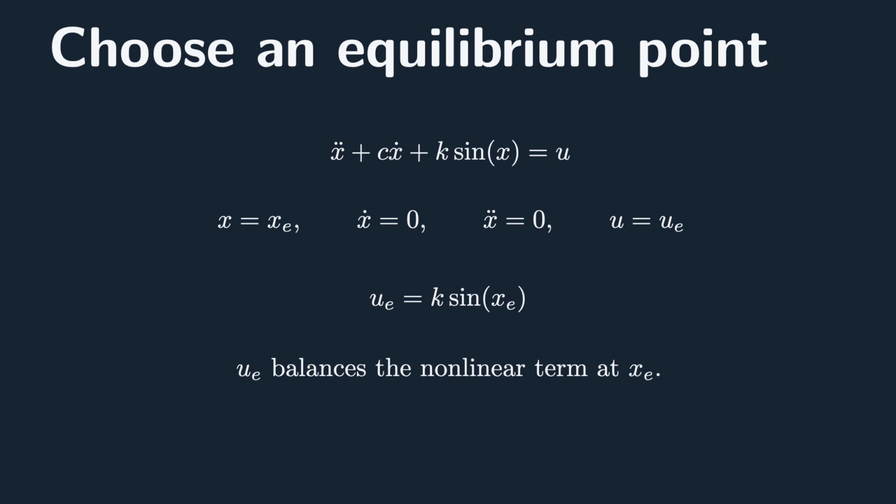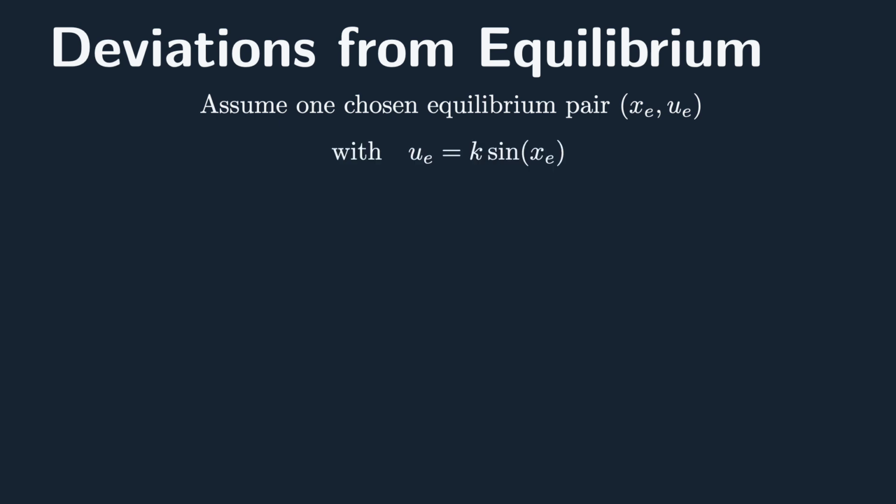For this video, we do not need to find every possible equilibrium point. We choose one equilibrium point and linearize near that point. For now, we assume that one equilibrium pair has been chosen, x sub e and u sub e, satisfying u sub e equals k sine x sub e.